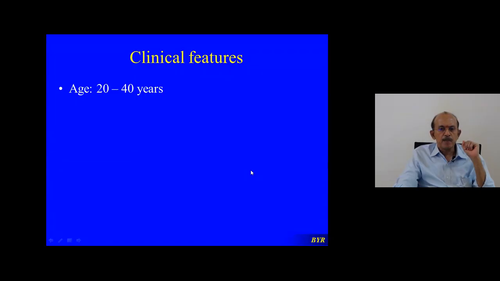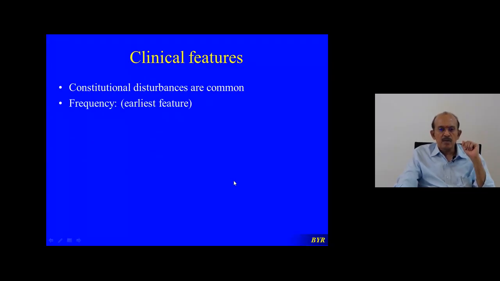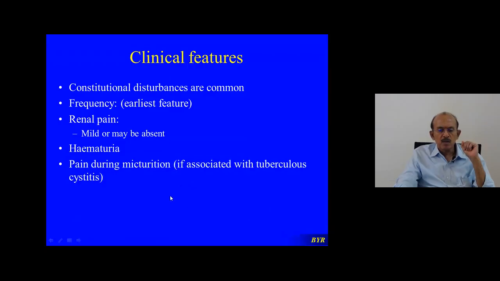Clinical features: age of occurrence is 20 to 40 years. It is twice as common in men as in women. Constitutional disturbances are common; the tuberculosis manifestations will be there. Then local features, being renal symptoms: frequency is the earliest feature. Then renal pain, mild or maybe absent. There may be hematuria and pain during micturition, that is if it is associated with tuberculous cystitis.